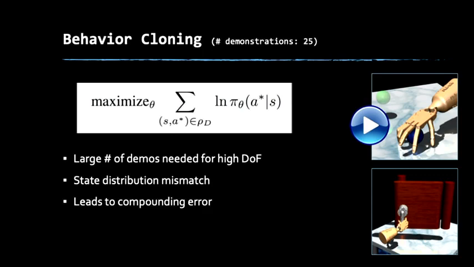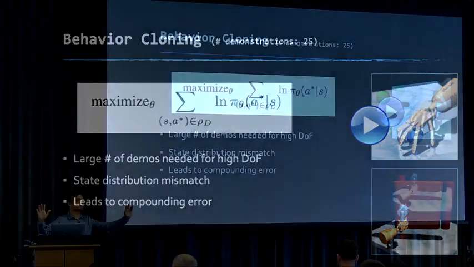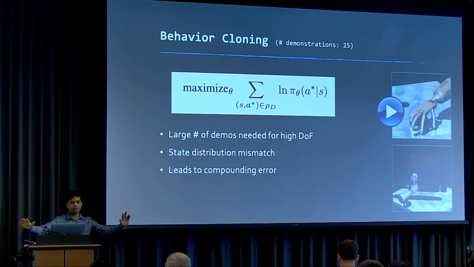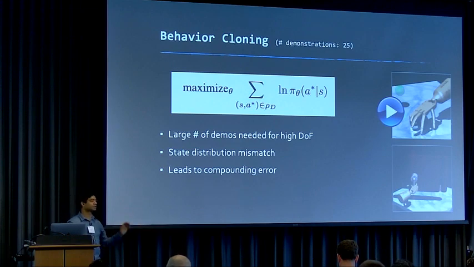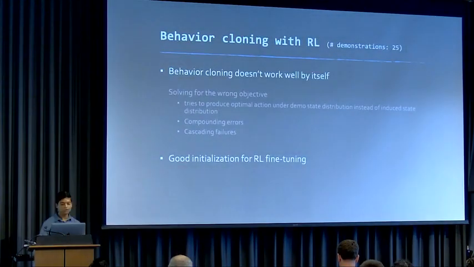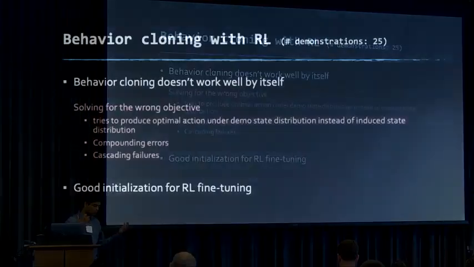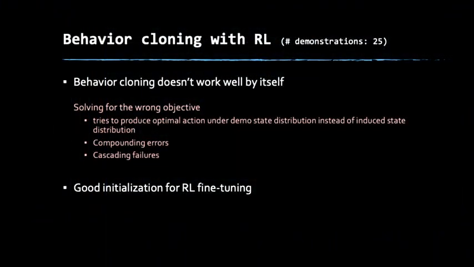But the problem with just doing behavior cloning is that for it to work, it will take a lot of demonstrations. If you execute, the state mismatch is going to be too much, and you will run into compounding errors. This is never going to execute in the real world properly. And if you ask why this is happening, it is because behavior cloning is trying to solve the wrong problem to begin with. It's trying to produce the optimal action given the demo distribution instead of the induced state distribution.